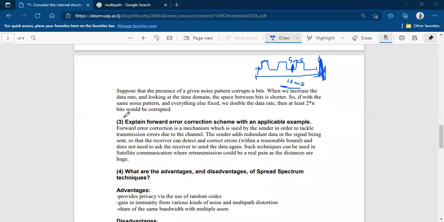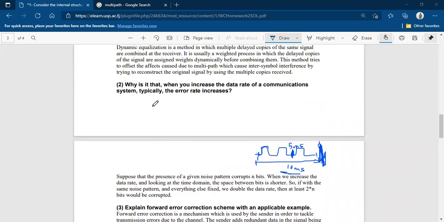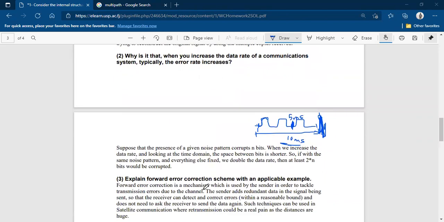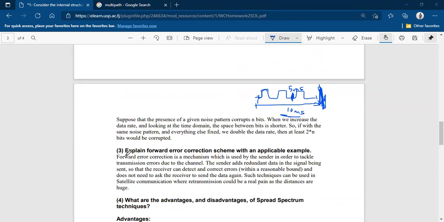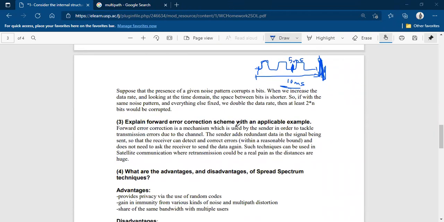So like I was saying, that was for part 2. So moving on to part 3: Explain the forward error correction scheme with an applicable example.